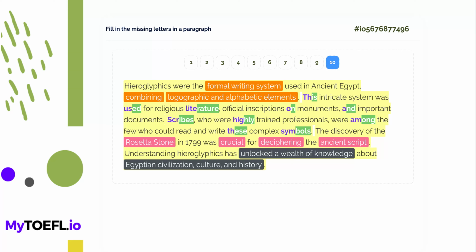Excellent work completing this passage. Remember, reading the entire text to grasp the main idea is often the key to unlocking difficult vocabulary blanks. Keep practicing this top-down approach to improve both your speed and accuracy.